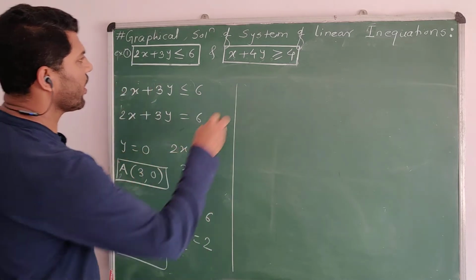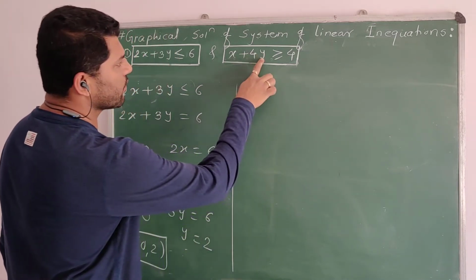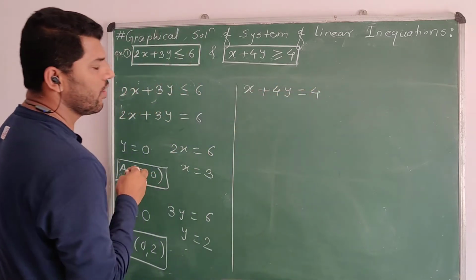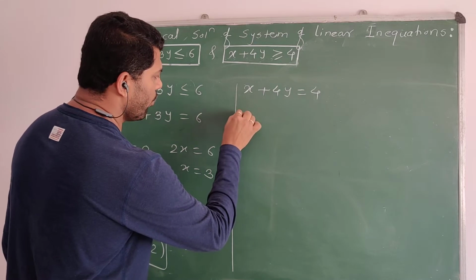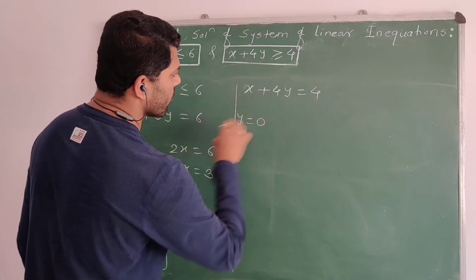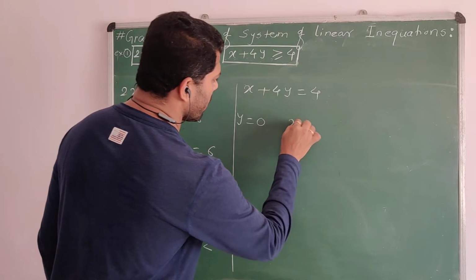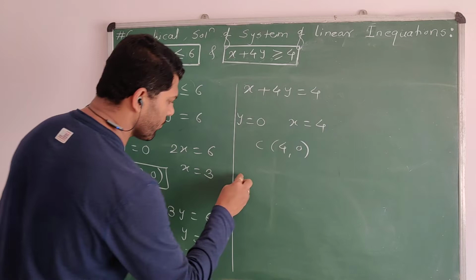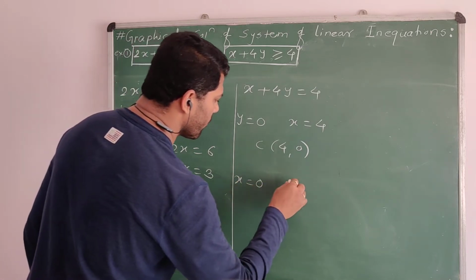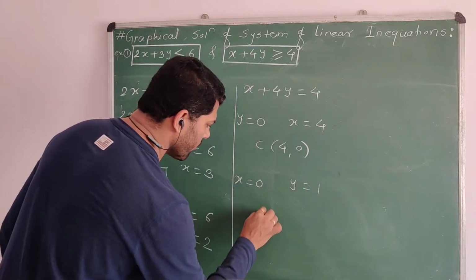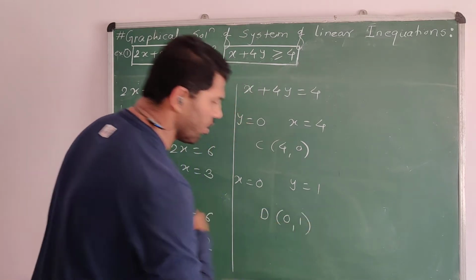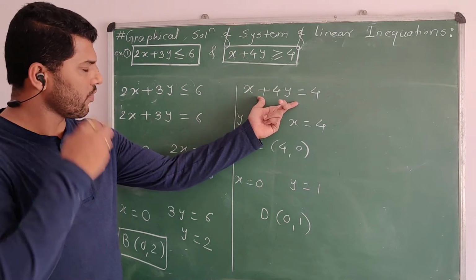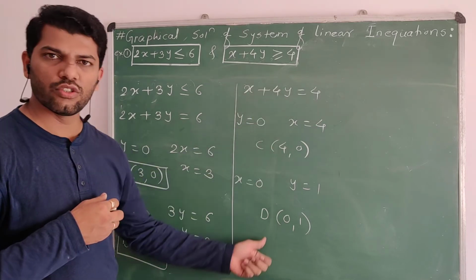Now, what about the second line? The second inequality is x plus 4y greater than or equal to 4. Convert that into an equality. Let's put y equal to 0 in this. If you substitute y equal to 0, it gives x equal to 4. So this is a point on the x-axis. Then put x equal to 0. This gives y equal to 1. So the point is (0, 1) on the y-axis. You can draw this line using these 2 points.